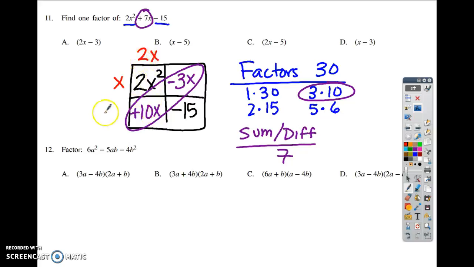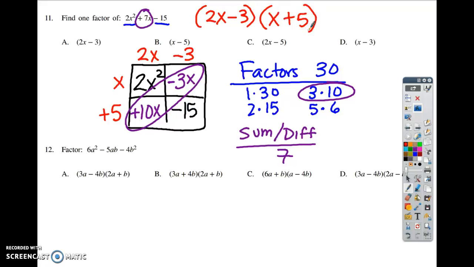10 divided by 2 gives you positive 5, so this would be a positive 5. And x times negative 3 gives you a negative 3x. When you multiply negative 3 times 5, that gives you negative 15. So everything checks off. Go ahead and write down the factors. That's 2x minus 3 and x plus 5.